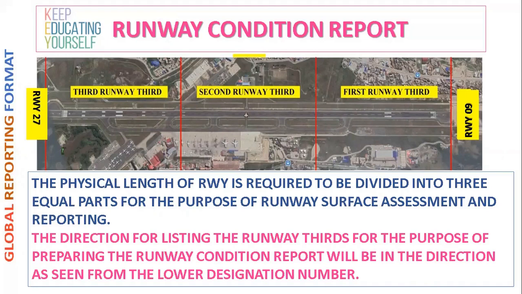So it will be done for the runway 09 side, and the first part, which will start from the runway 09 beginning, is known as the first third. The second is known as the second third, and the third is known as the third third. So this is done now. Now we will see how to proceed further.